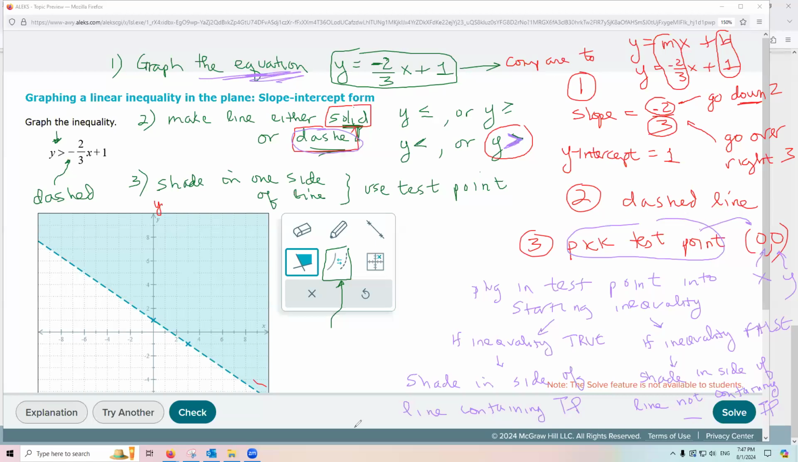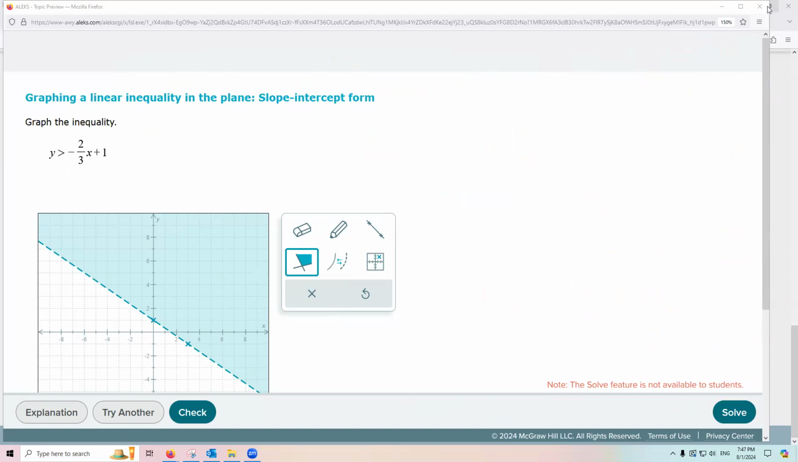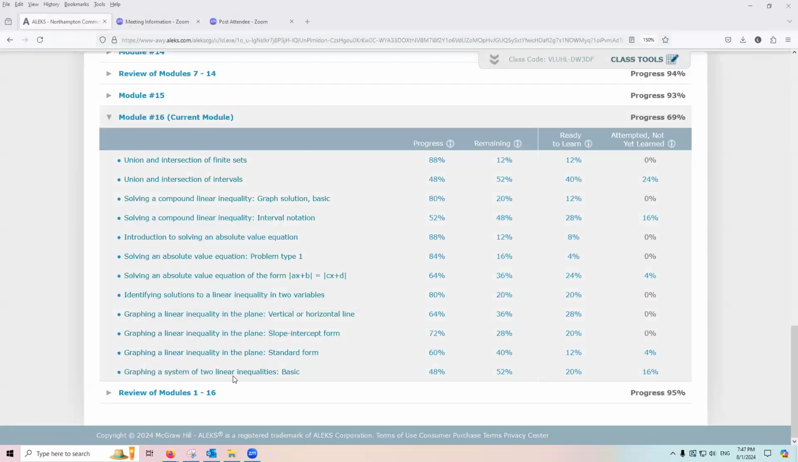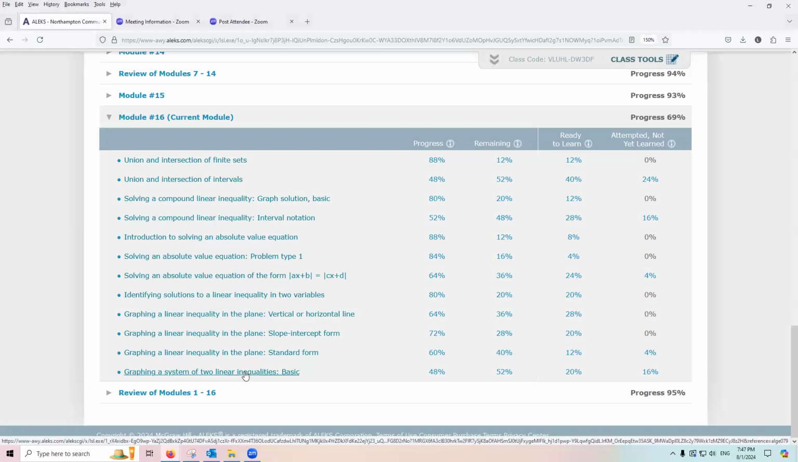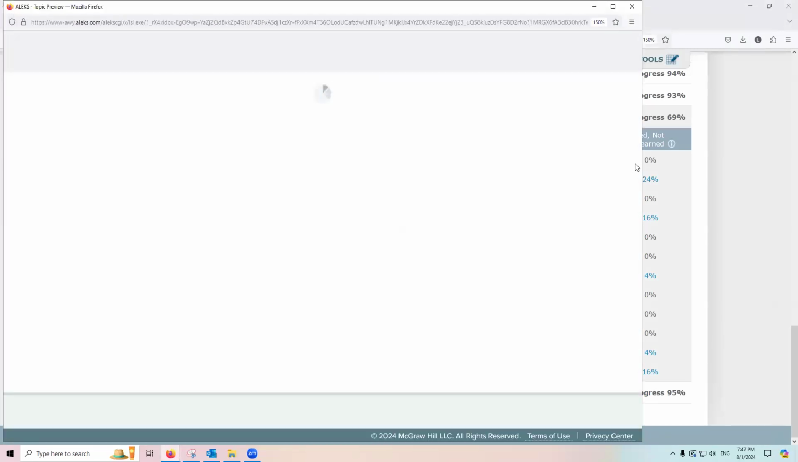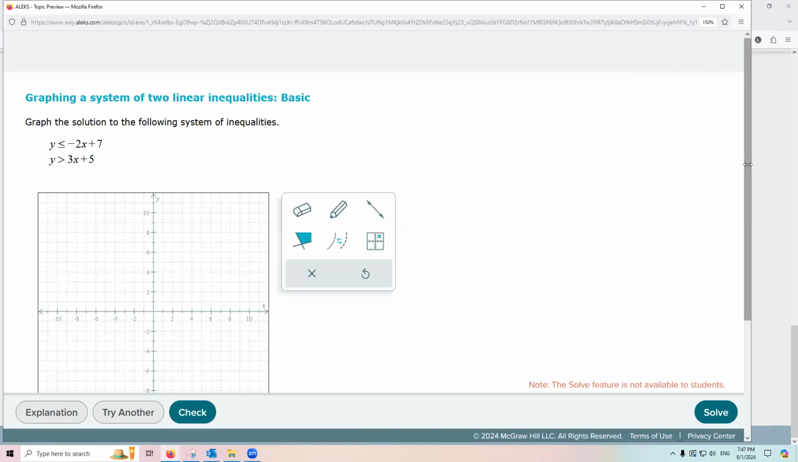Let me go to that other topic that's a little more complicated than this, which is called graphing a system of two linear inequalities. This is going to be the same idea, but they're going to give us two inequalities. Now, here's what we're going to do. Let me call these inequality A and B. We're going to follow the same three steps that we just talked about for each one of these two inequalities.